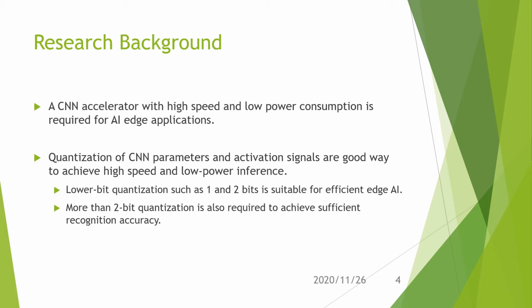Quantization of CNN parameters and activation signals is a good way to achieve high speed and low power inference. Low-bit quantization, such as 1 and 2 bits, is suitable for efficient edge AI. More than 2-bit quantization is also required to achieve sufficient recognition accuracy.